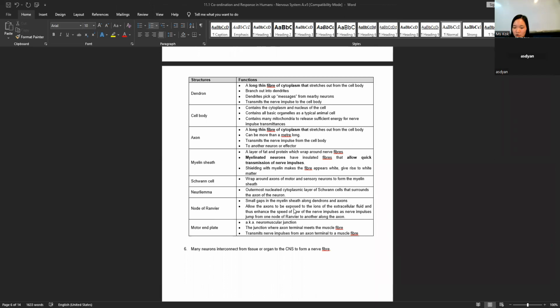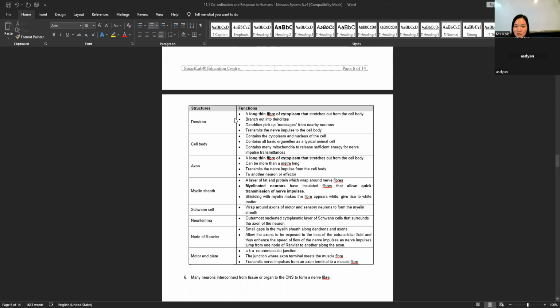Okay, it allows the axon to be exposed to the extracellular fluid and thus enhance the speed of flow of nerve impulse as nerve impulse jumps from one node of Ranvier to another node of Ranvier. Okay, so yeah, that's it.